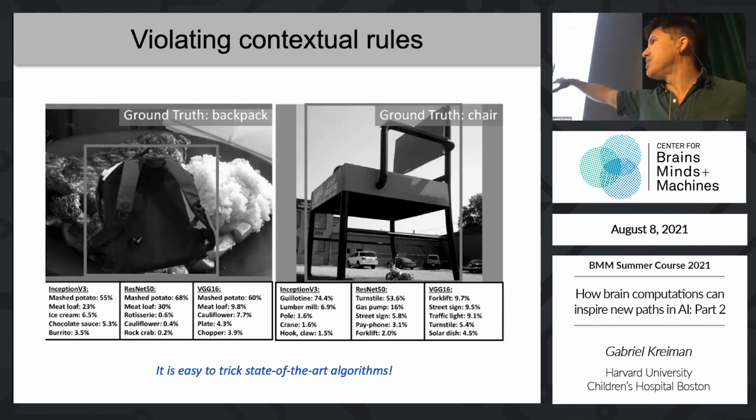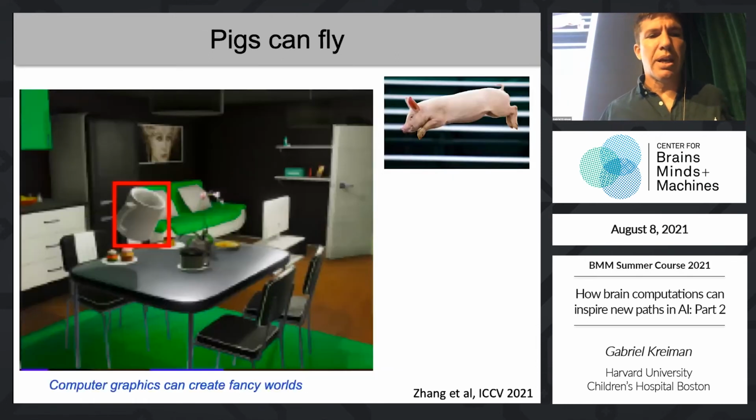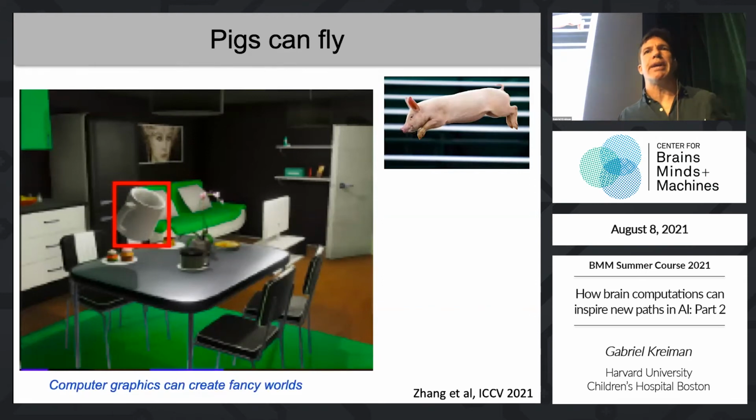You have this giant chair in a parking lot. Models again fail miserably. We're now using a couple of computer graphics tools to be able to generate and really control images in all kinds of ways. So we entitled the paper "Pigs Can Fly."